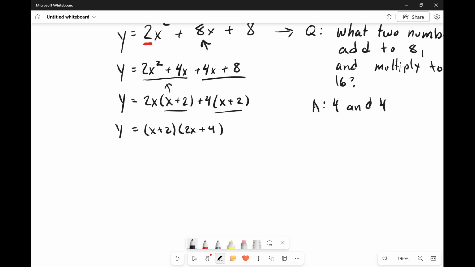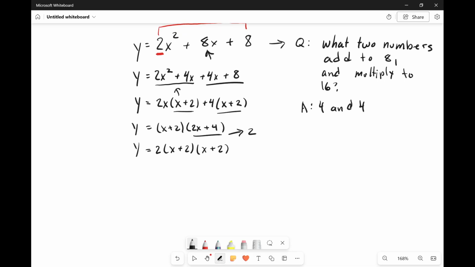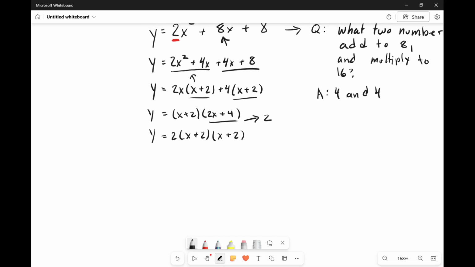And we can take this section one step further and factor a 2 out. So what we can say is y equals 2, x plus 2, and then this section would simplify to x plus 2 as well. And so what we can do here is we can simplify this section even more. We can say y equals 2 times x plus 2, squared.